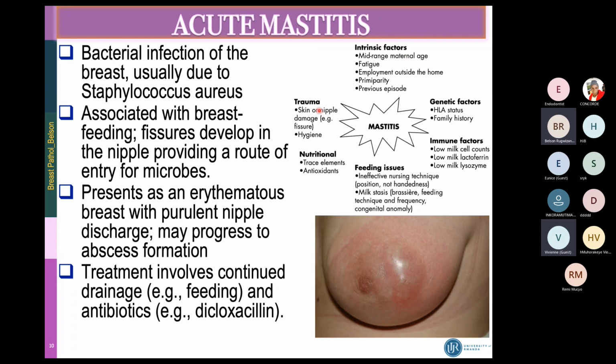So there are risk factors listed here: trauma on the skin or the nipple, for example fissures that we mentioned, nutritional, trace element or antioxidant deficiency, because of these intrinsic factors such as mid-range maternal age. It is seen that it is actually at this age range that the women are more prone to develop this. Also fatigue, employment outside the home, primiparity, meaning that the woman is having her first child, and previous episodes.